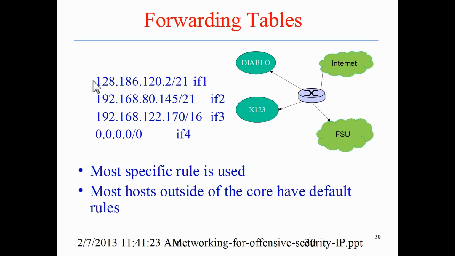And for instance, 128.186.120.2 would route to FSU. And so a packet may match a number of rules in a forwarding table, and at the end of the day, the most specific rule wins, and that one is used to perform the forwarding decision.